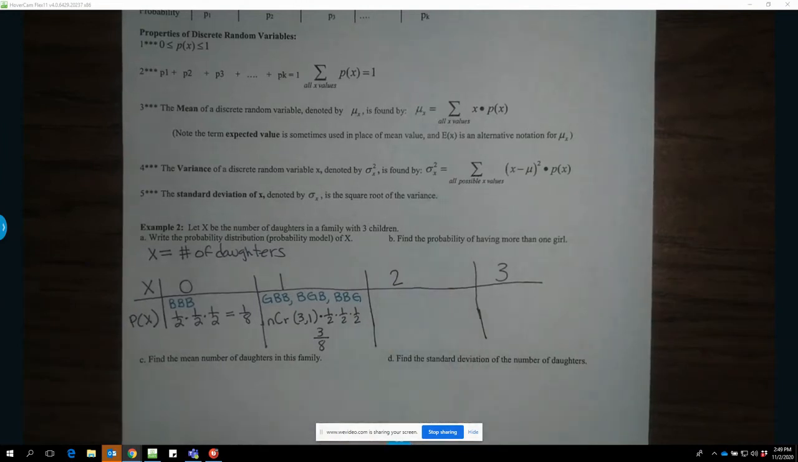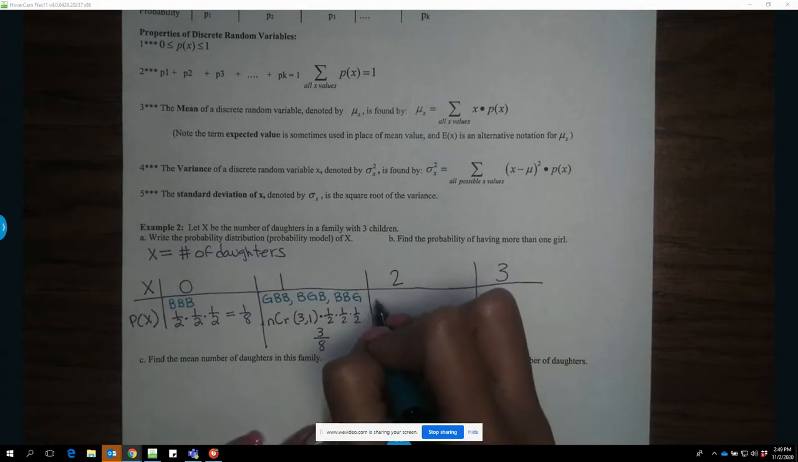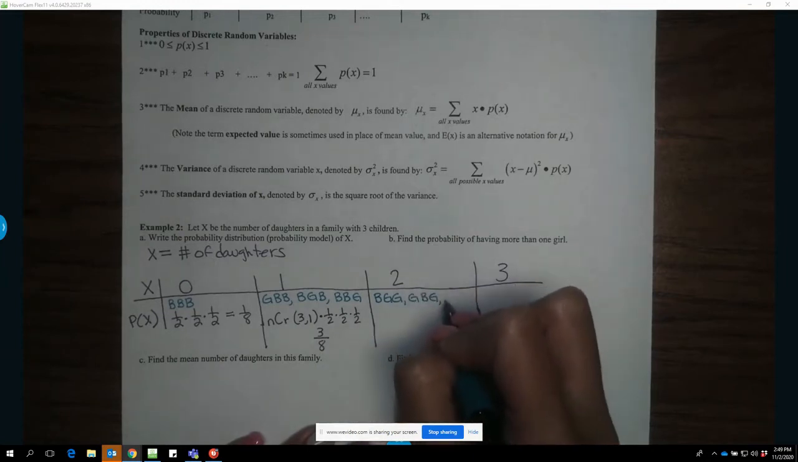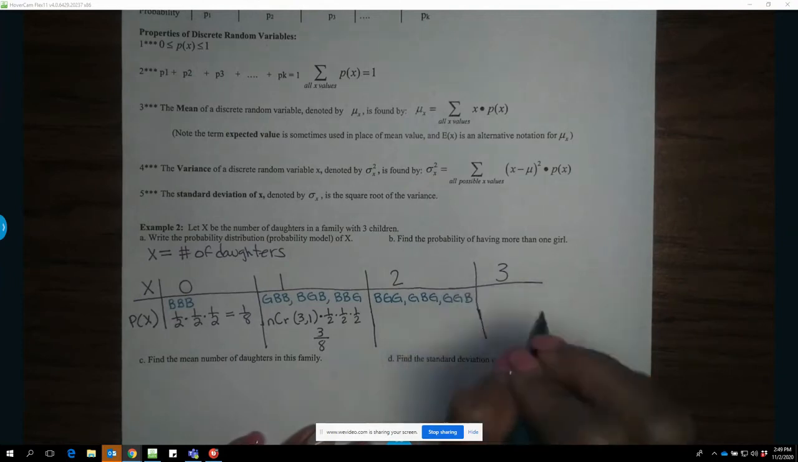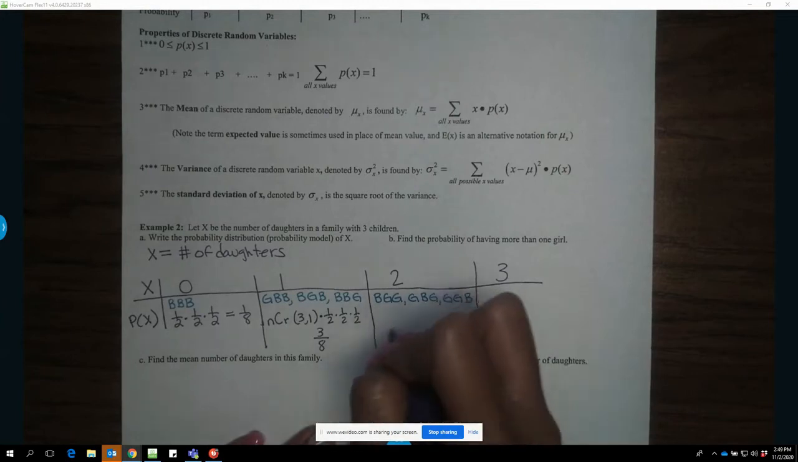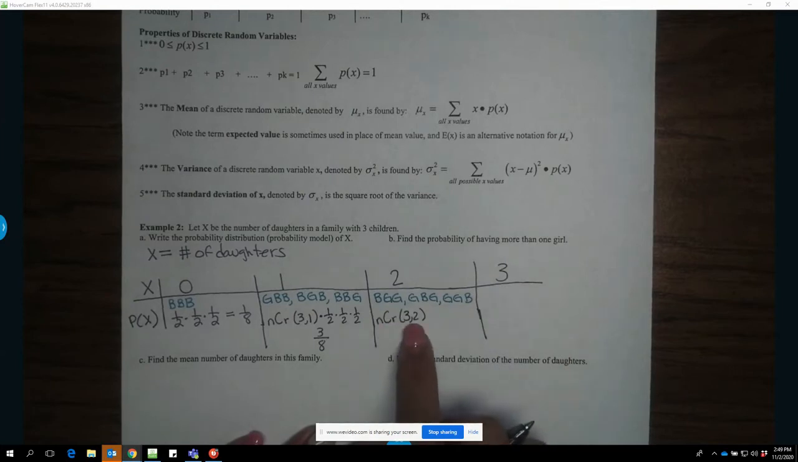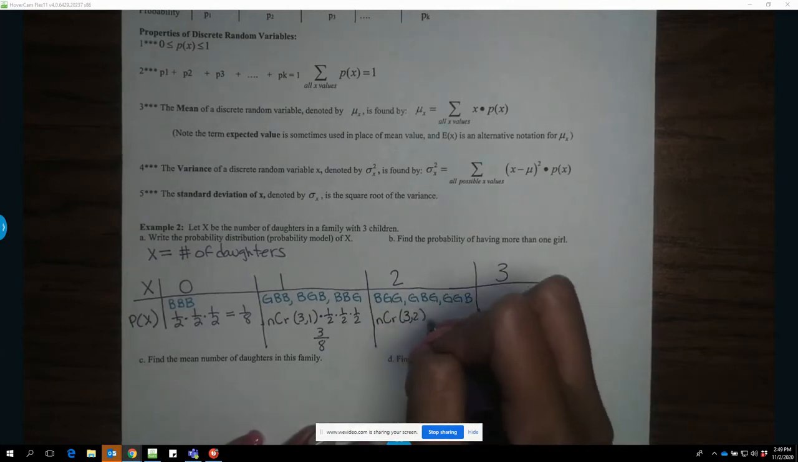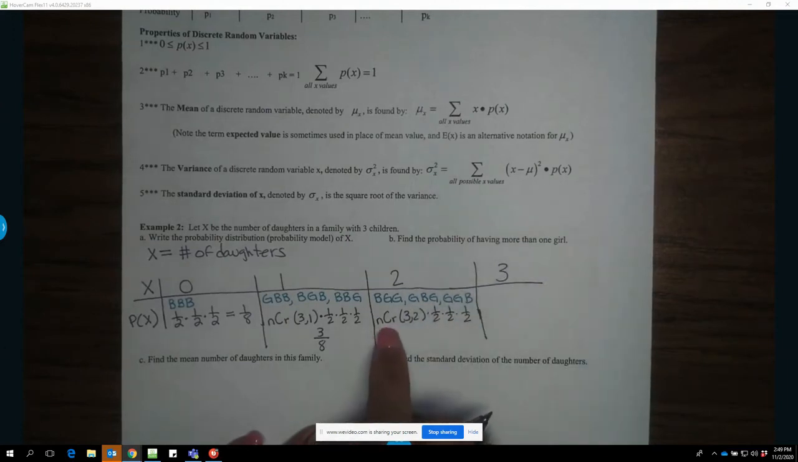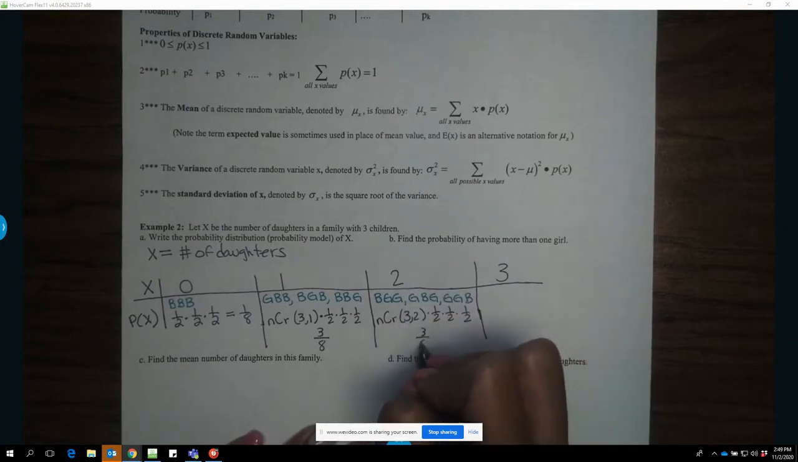There's 3 ways to have the 2 daughters, because you can think of it as like having a boy, girl, girl, or a girl, boy, girl, or girl, girl, boy. But instead of listing them like that, because they can be more complicated, we can still just do a combination. So I'm going to do an NCR of 3 comma 2, because again, there's 3 children and you want 2 daughters. So 3 comma 2. And then you're still going to multiply that by 1/2 times 1/2 times 1/2. Combination 3 comma 2 is still 3. So 3 times 1/8 is 3/8.